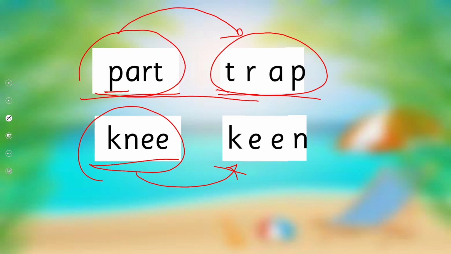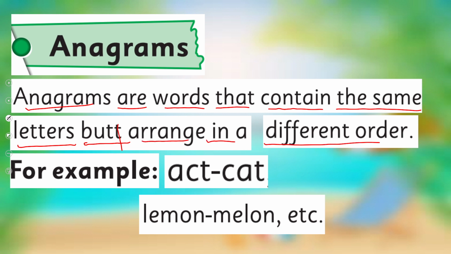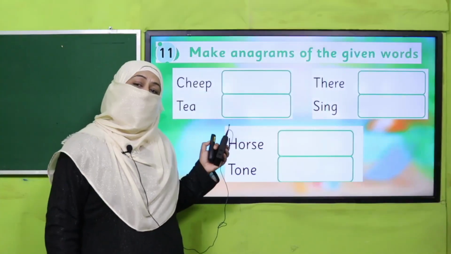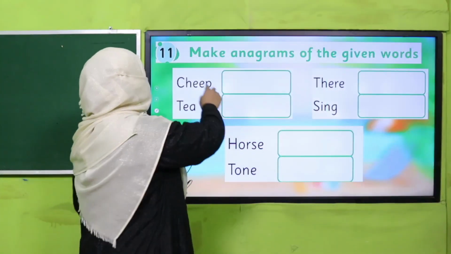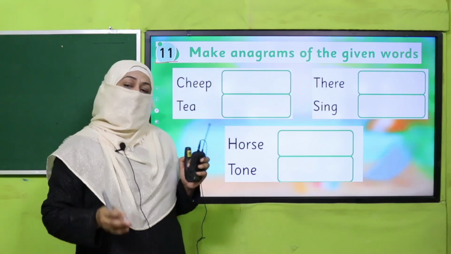These are called anagrams. Okay? So, anagrams are words that contain the same letters but arranged in a different order. For example, act and cat, lemon and melon. So, you have to make anagrams with these words. This is question 11. Pause the video, complete this question in your books, and then come back.